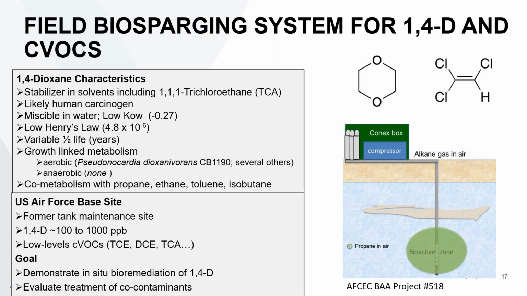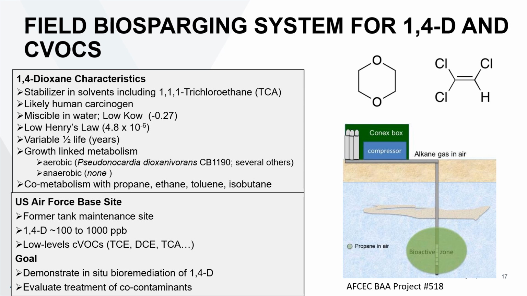So my next brief example is a field biosparging system for treating 1,4-dioxane and dilute chlorinated solvents, or CVOCs. 1,4-dioxane is a stabilizer in solvents, including 1,1,1-trichloroethane in particular. It's a likely carcinogen, and it's got a lot of characteristics like EDB. It's very soluble in water. It has a low Henry's law constant, so it's hard to strip, and it's hard to adsorb to carbon.